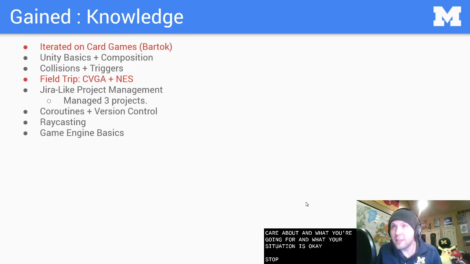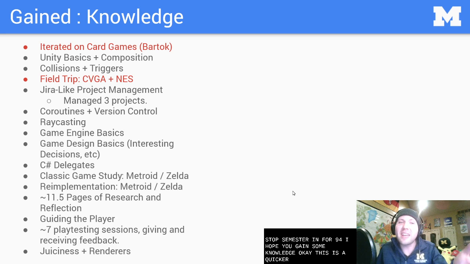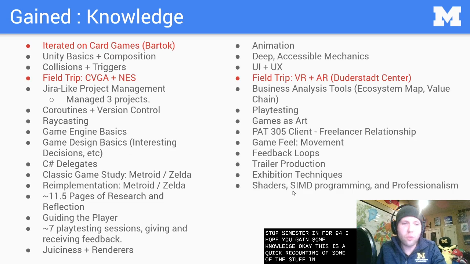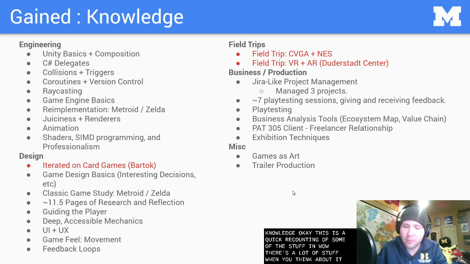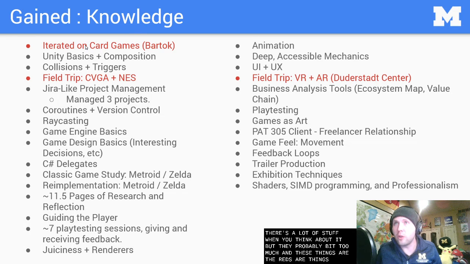So this semester in 494, I hope you gained some knowledge, okay? This is a quick recounting of some of the stuff, and wow, there's a lot of stuff when you think about it, okay? Probably a bit too much. And these things in reds are things we couldn't do. I regret that you missed out on a couple field trips, which is probably one of my favorite parts of the course. But you still got to learn about game engine basics and composition as a design pattern.